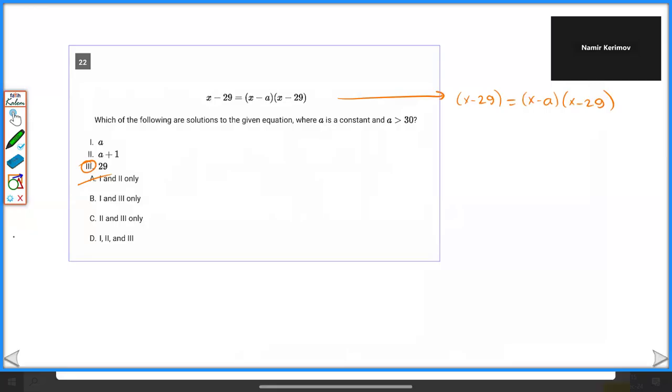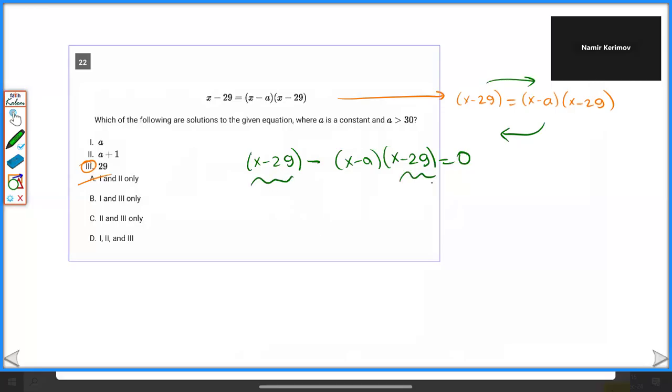To find a solution, it's better to take all the expressions or factors to one side and then factorize. If we take all of them to one side, maybe this one to the other side, it's not important. So we will get x minus 29 minus (x minus a) times (x minus 29) equals 0.